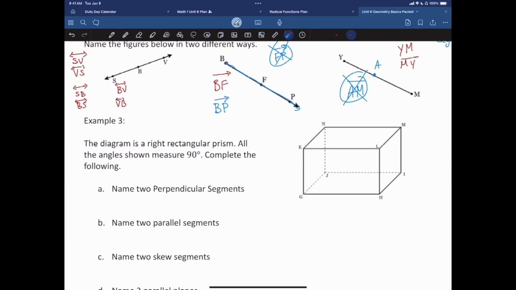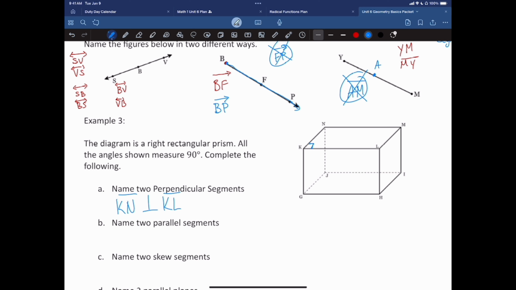Name 2 perpendicular segments, right? So for perpendicular segments, you need to tell me 2 segments that form a 90-degree angle. So I can say NK, you could say LI, LH and HI, you could say JI and MI, you can say NJ and GJ, it doesn't really matter, just pick 2. So I'm going to go with KN is perpendicular to KL. Right, that's one example. Again, doesn't matter, you just got to pick 2 that are connected to each other, touching each other and not going in the same direction.